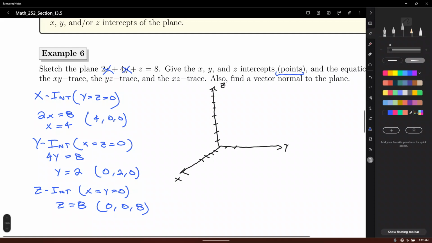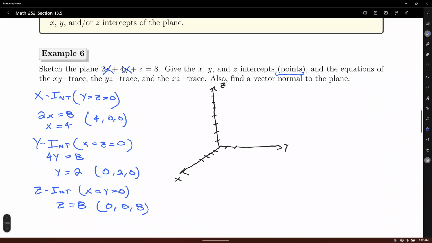So we're going to trace what we call the traces, right? By the way, in this case, we're not graphing the entire plane. We're just graphing the portion of the plane that displays in the first octant. Notice the word octant. Since we are in space, there are 8 octants, in a similar way that there are 4 quadrants in the 2D plane. All right, so 8 octants.